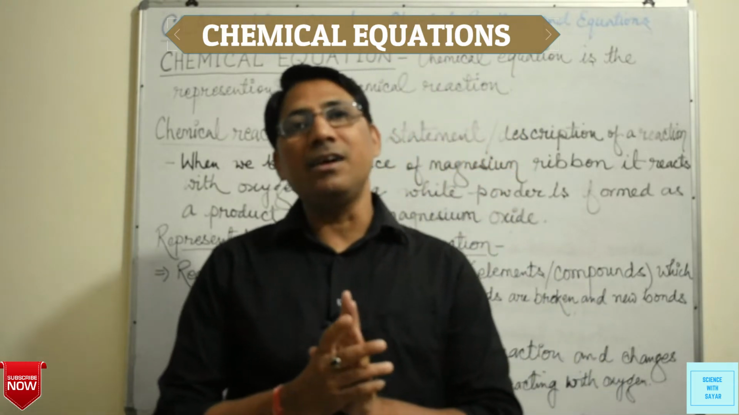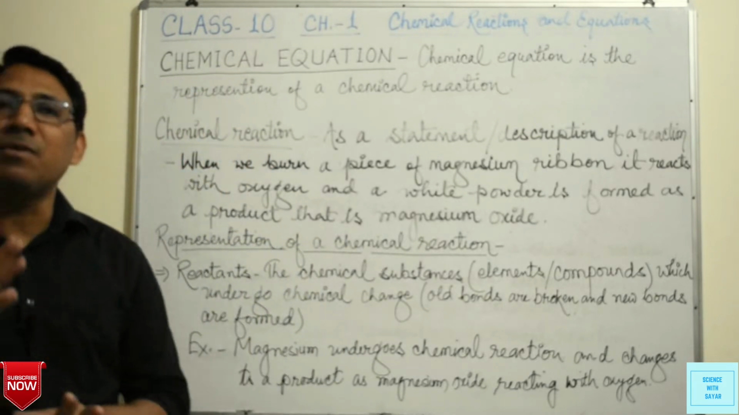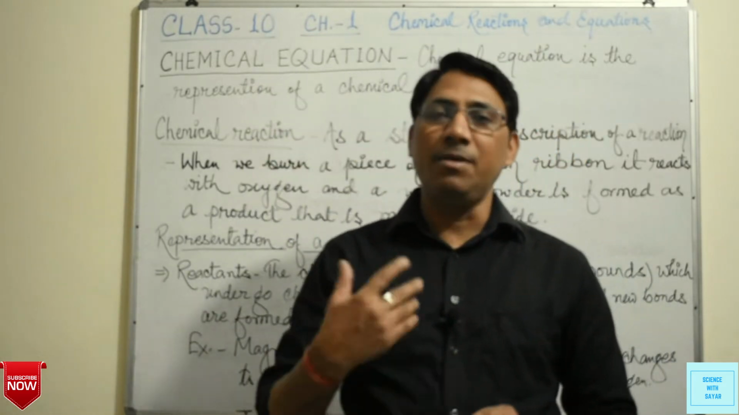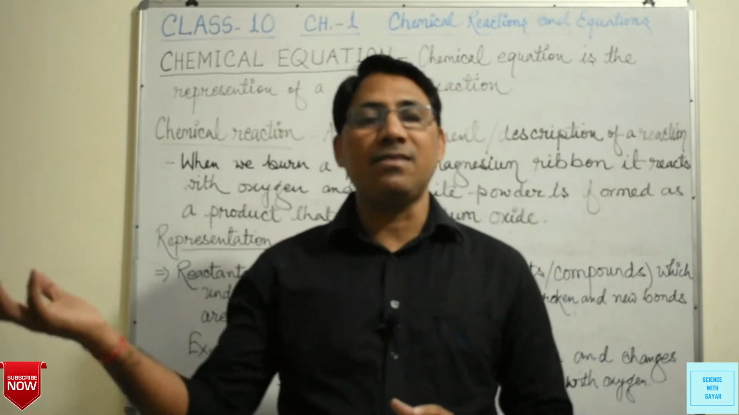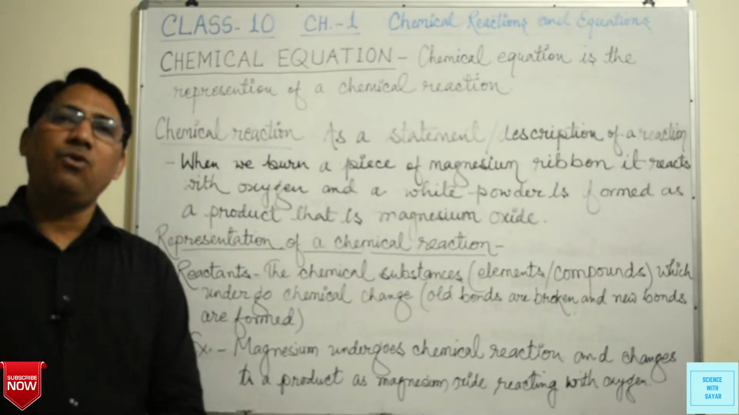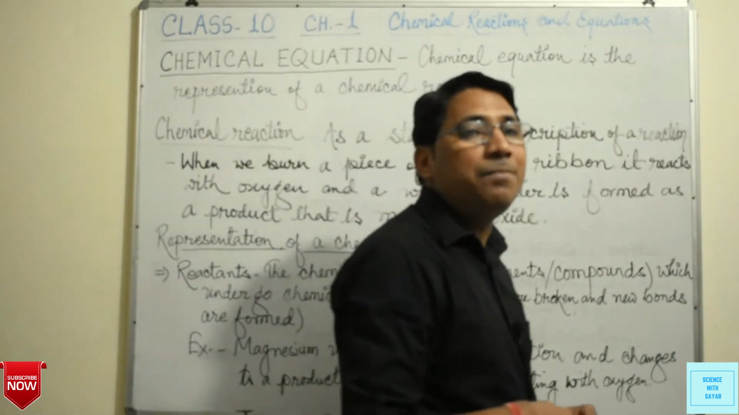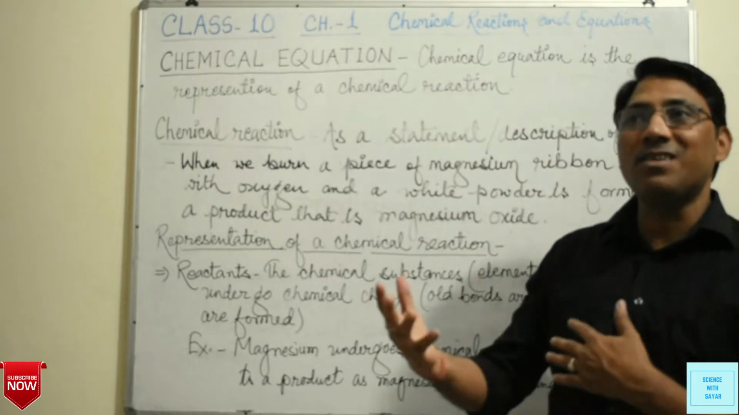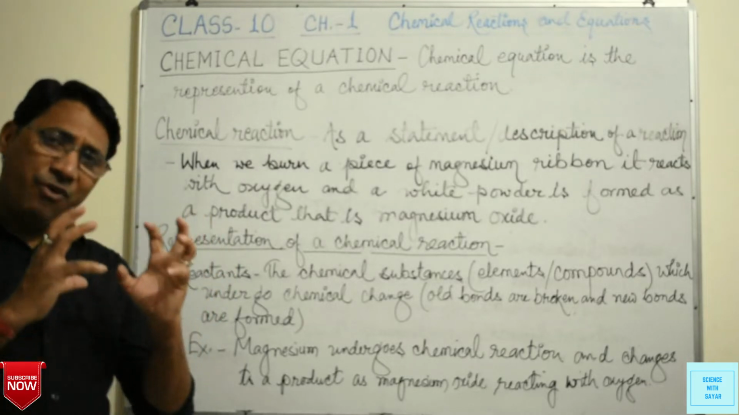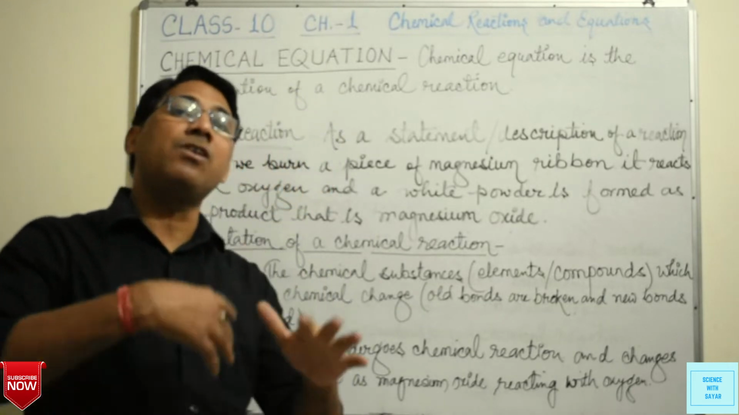And these chemical reactions are the processes in which some chemicals, some compounds, elements, ions, etc. are taken and they undergo chemical reaction and products or new substances are formed. So if we want to show or represent a chemical reaction, how to represent a chemical reaction and what is chemical equation? So chemical equation is the way or method of representation of a chemical reaction in a shorter way.